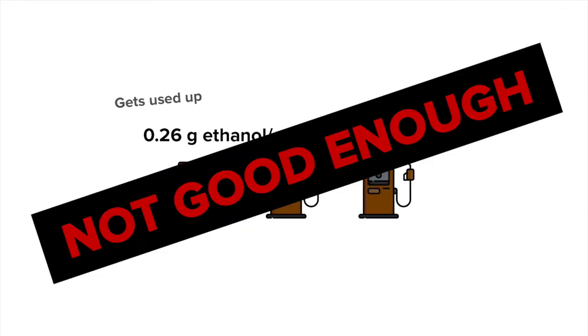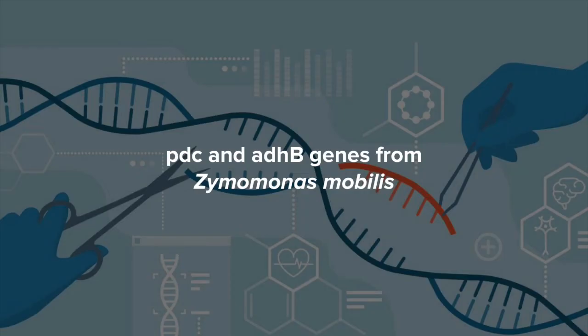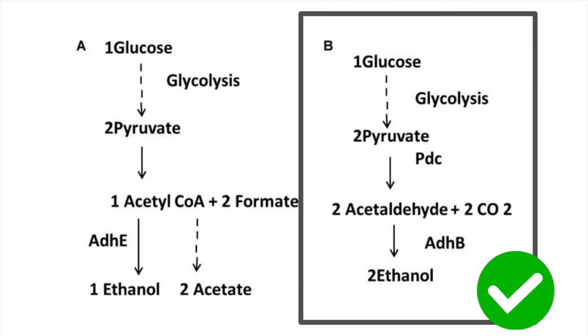Thus, genetic engineering was used to insert PDC and ADHB genes from a different bacterium, Zymomonas mobilis, directly into two strains of E. coli. One added the genes through a plasmid, and the other integrated them directly into the bacterium's own chromosome, along with the chloramphenicol resistance gene. All of these genes code for a pathway which is able to turn that glucose into ethanol as shown in figure 1b, without a byproduct of acetate and with much higher yield than the natural process found within the E. coli genes.